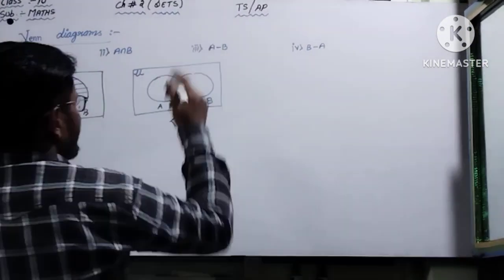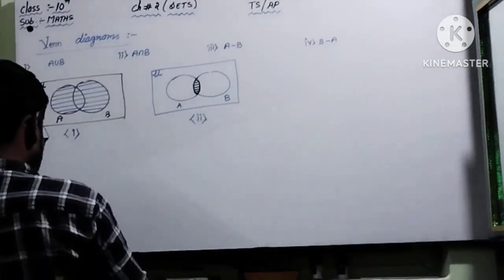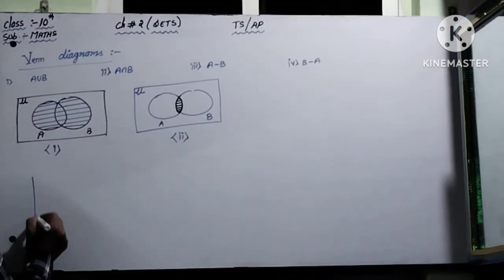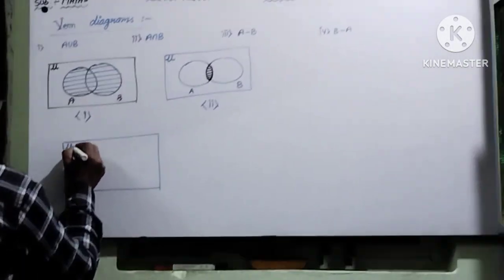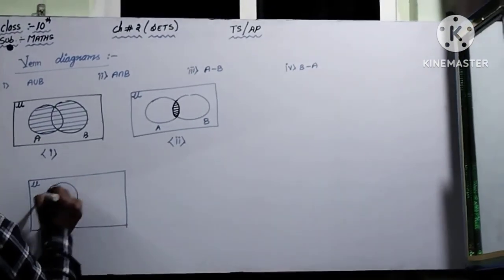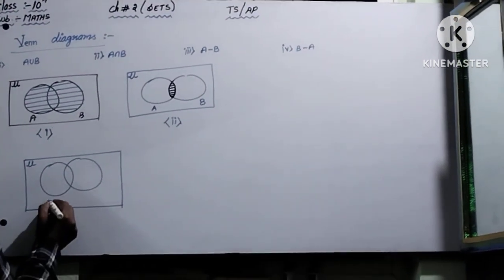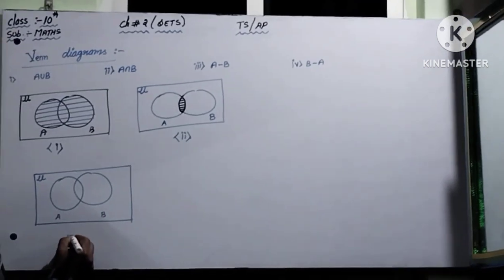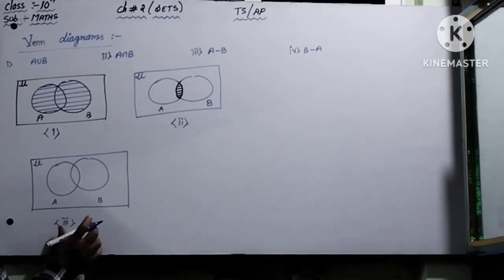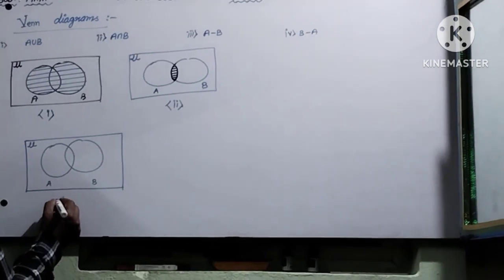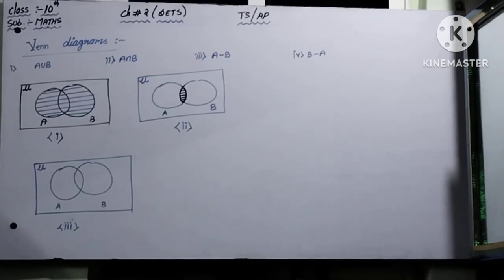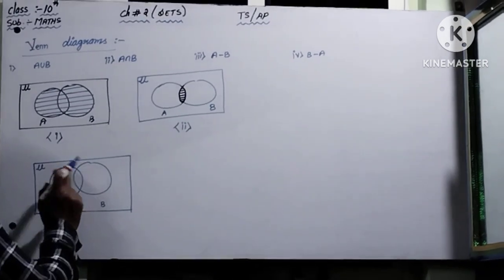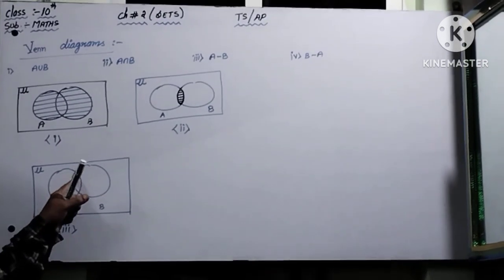The next one is A minus B. The third set is A minus B. Take the mu set and two sets. Now what does the third set have? A minus B. See, this is the common part of A and B.